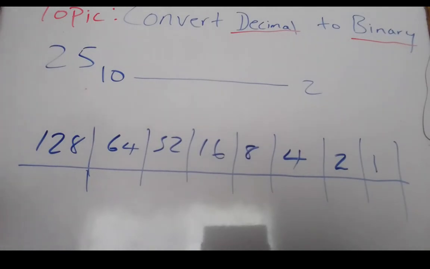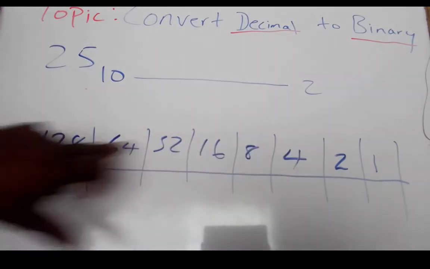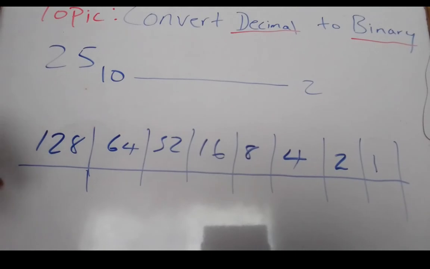So we want to write this 25 into binary. So I need to add up these numbers that will equal 25. However, the numbers that I want to add, I have to put 1 there. And the number that I don't want to add, I have to put 0. Right? Make any sense to you? So, since we have 25, I am going to look for the highest number that is smaller than 25.